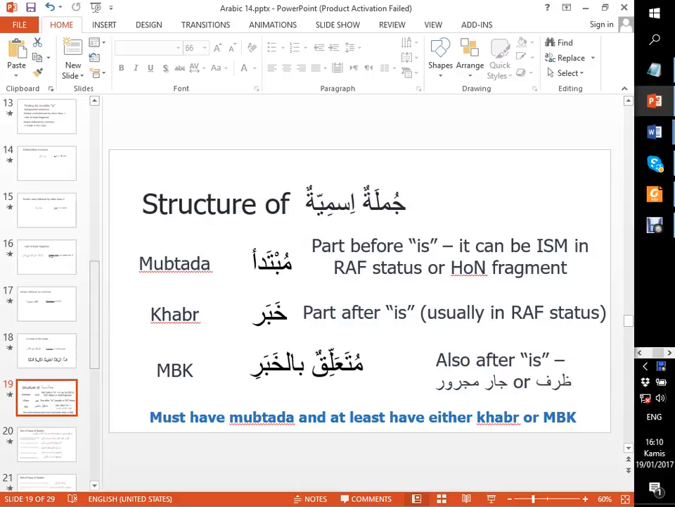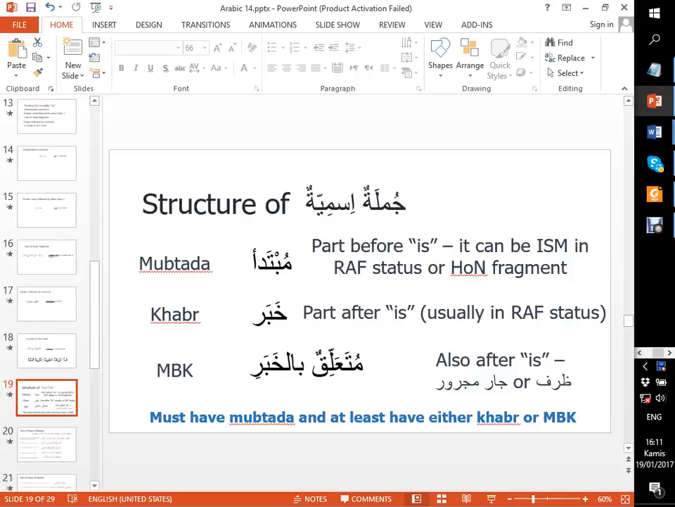And the khabar is the part after is. It is usually in rafa status. Okay. Part after is. Or the part after is may come into this form, Muta'alliq bil Khabr. What is Muta'alliq bil Khabr? It is jar majrur or harf of Jarr, fragment, or Dharf. Dharf is special mudhaf, the special mudhaf that I have mentioned before. It should be related to time and space, like above, upon, special mudaf. So it will make the words like an idofah, because it's special mudaf.